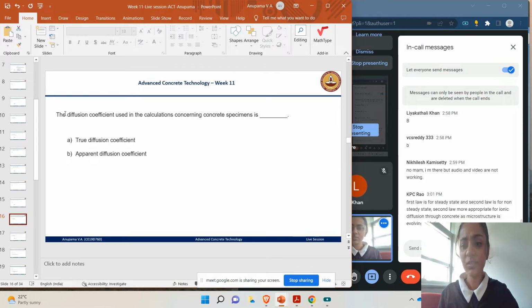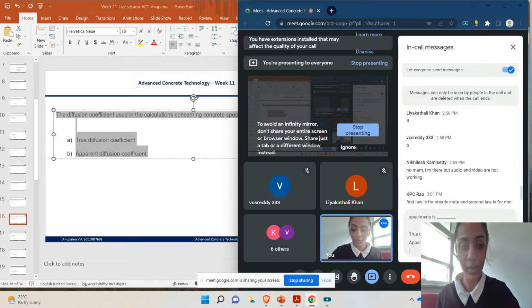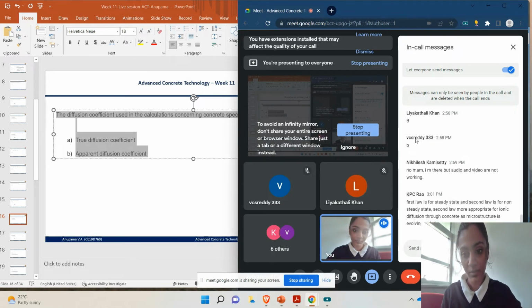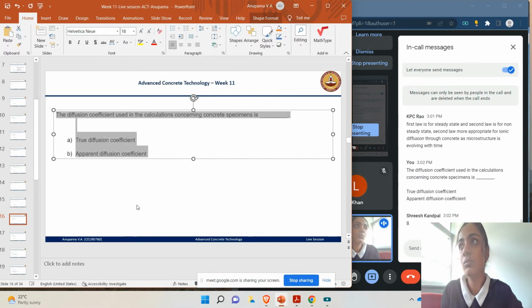Yeah. This is also related to the previous question, which is very easy. The diffusion coefficient used in the calculations concerning concrete specimens is the true diffusion coefficient or the apparent diffusion coefficient. So this is also related to the point which we are discussing right now. So is it the true diffusion coefficient or is it an apparent diffusion coefficient?